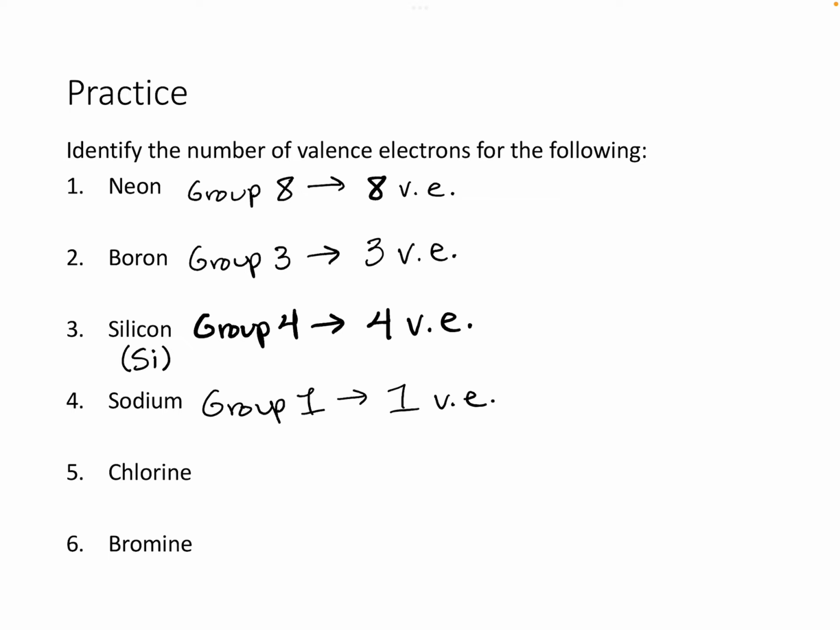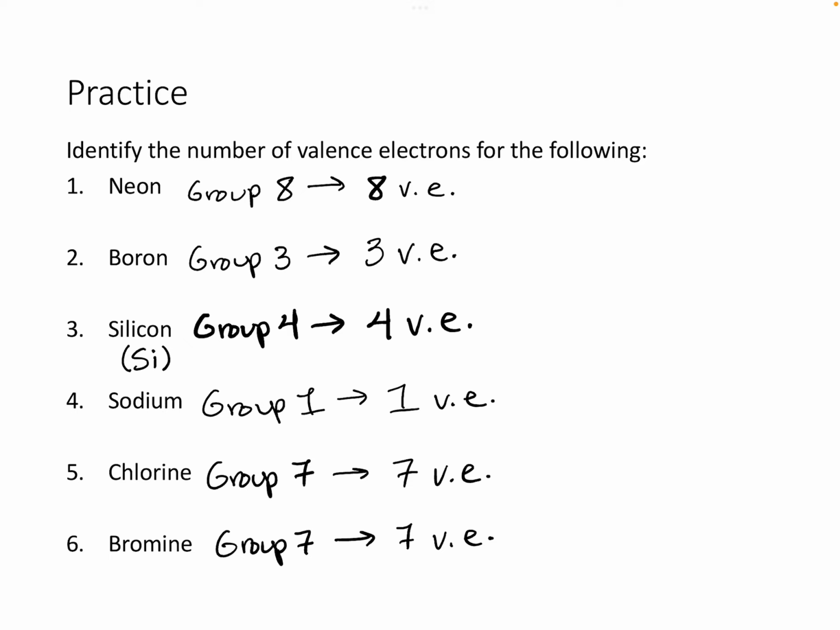What about chlorine? Which group is chlorine in? Group 7. So this is one of the halogens, so this has 7 valence electrons. And what about bromine? Bromine is also a halogen. It's in group 7, so it also has 7 valence electrons. So again, chlorine and bromine, because they're in the same group and have the same number of valence electrons, exhibit very similar properties to each other.